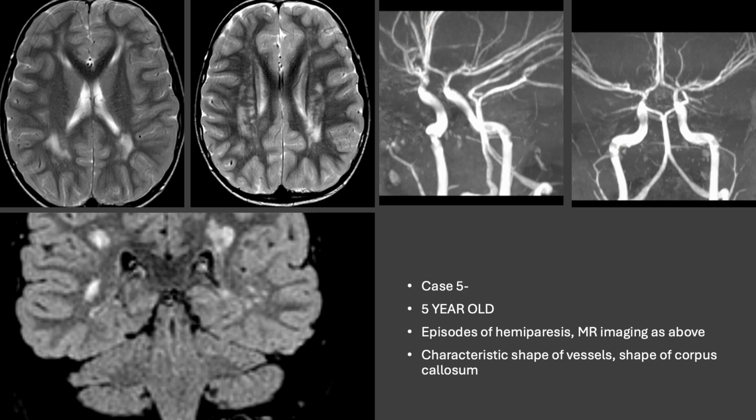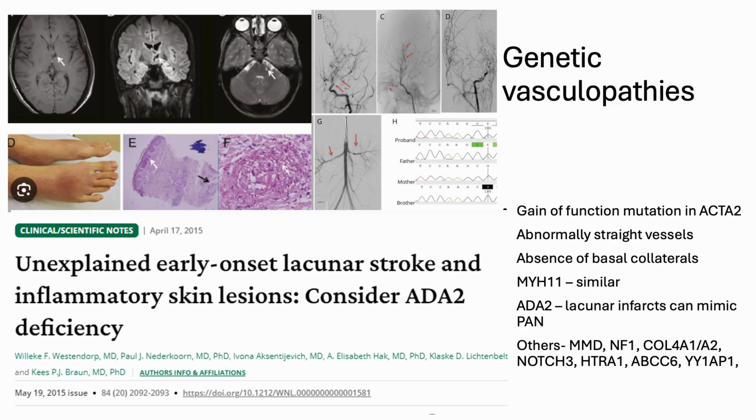And this is a classic case of an ACTA2 vasculopathy, which is an autosomal dominant multi-system disorder affecting smooth muscle function in particular, and is associated with progressive pediatric vasculopathies. There are other genetic vasculopathies which we will touch upon. I find ADA2 deficiency very interesting.